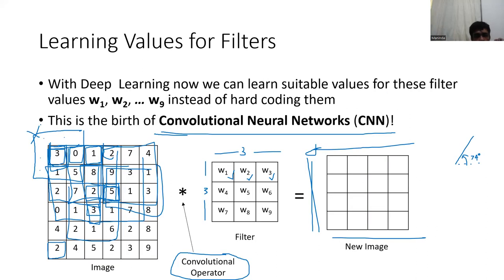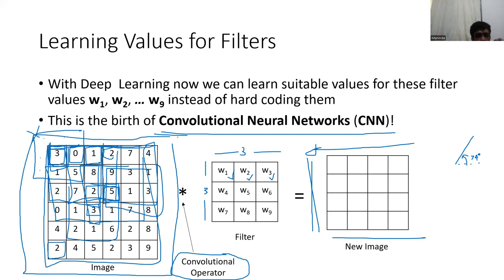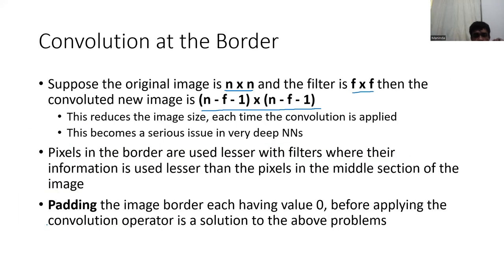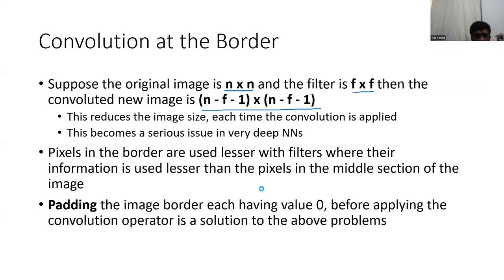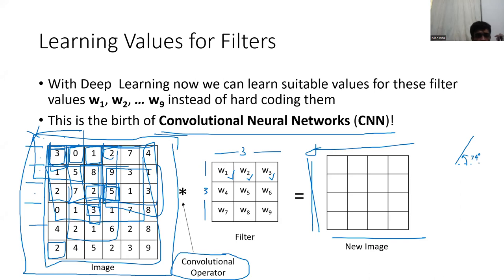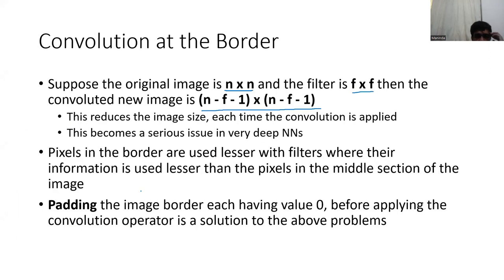So the solution is that instead of using the original border, we can add another border of empty values, which is the size of a single pixel or many pixels, right? All of the values would be zero. We can add a new pixel layer with the value zero, and this process is known as padding. In this way, you can avoid these two problems.